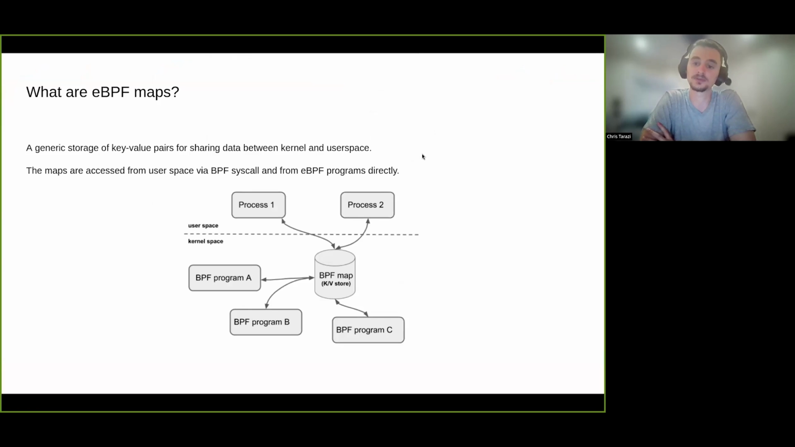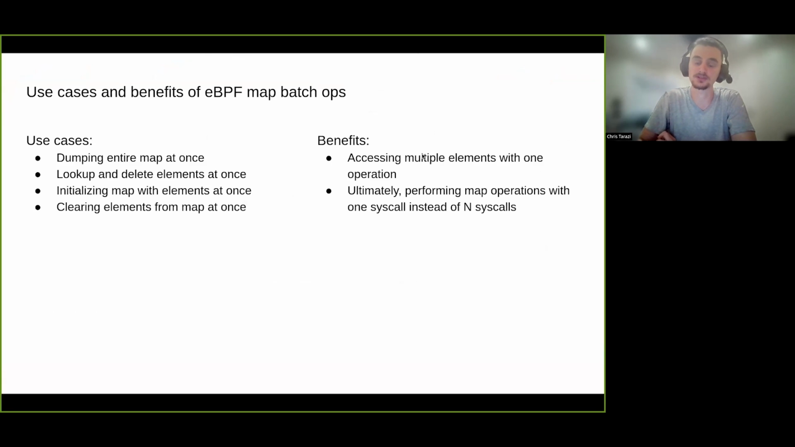First, what are eBPF maps? Without going into too much detail, they are data stores for storing key value pairs that allow sharing data between kernel space and user space applications.